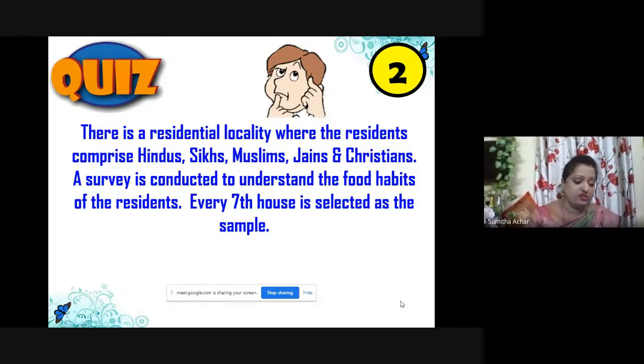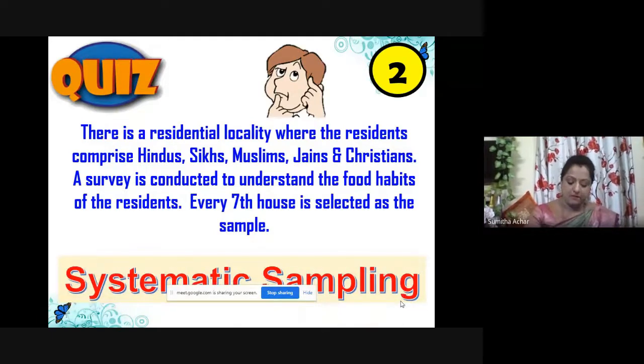Now, why did you get a confusion for stratified? Because you said it is Hindus, Sikhs, Muslims, Jains, and Christians. I agree, if I'm selecting people from Hindus, Sikhs, Muslims, Jains, and Christians, then what you said is right, that is stratified sampling. But I have a locality comprising all these people. I have used a systematic sampling procedure. What did I do in systematic sampling? I have taken a sampling fraction. That is, if I'm supposed to take 10 houses, then 10 divided by the total number of houses, then pick a random number in between and select every 7th house in the chain. So it's a systematic sampling method, right?